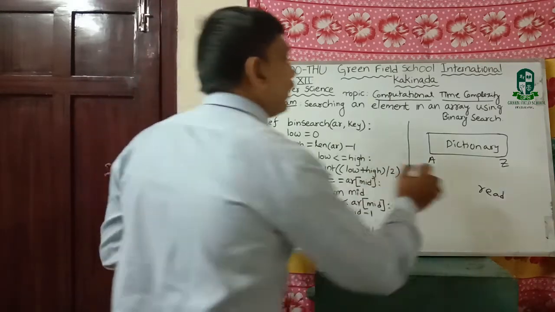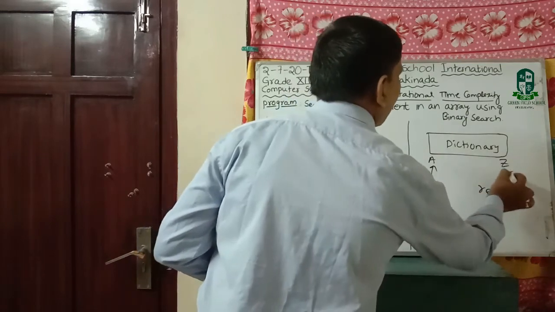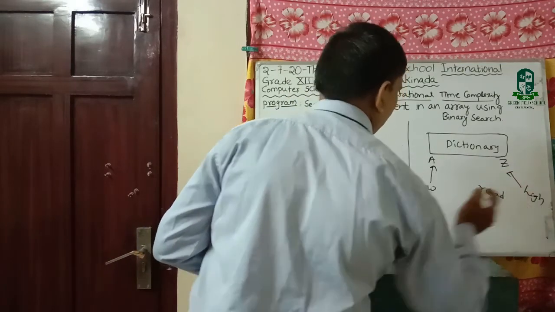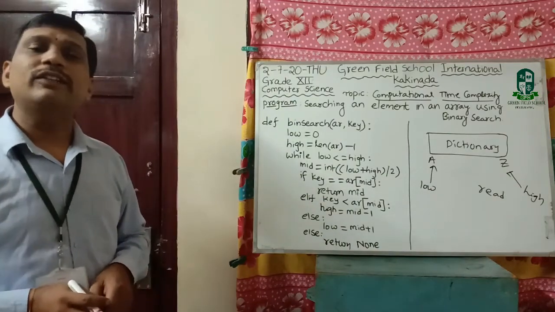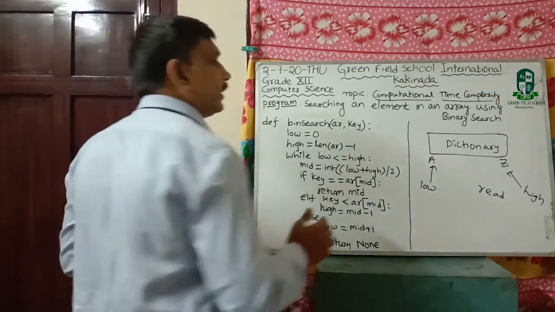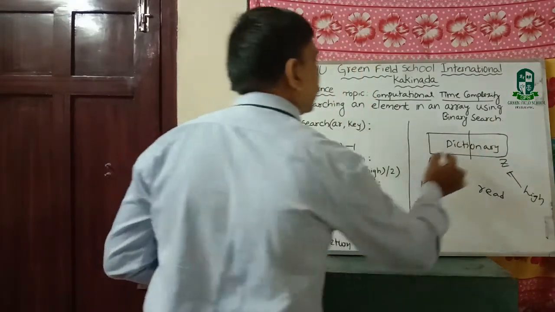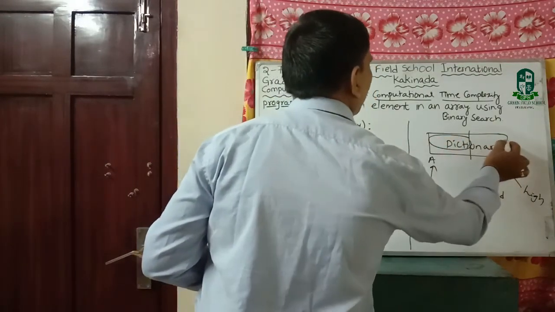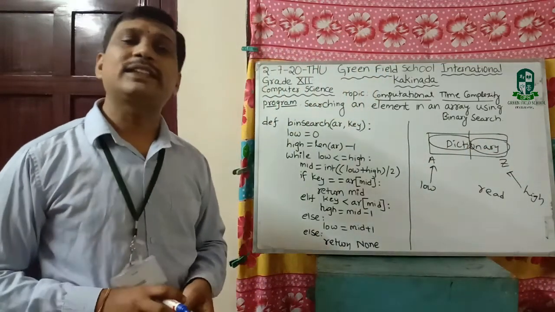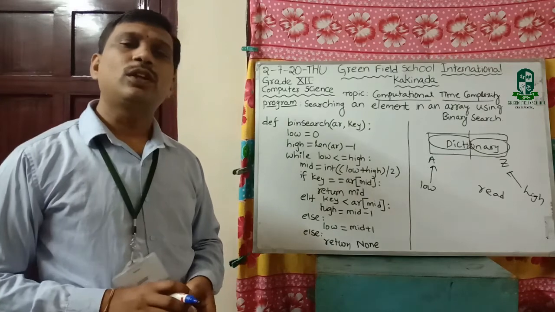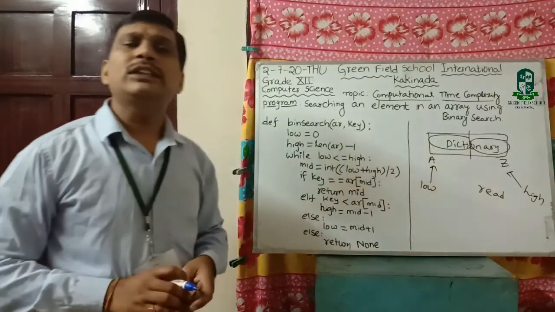First we divide the dictionary. Here this one is considered as the low boundary and this one as the high boundary. We set the two boundaries, first one low, second one high. Then we divide the entire big problem into two subproblems. This one is one subproblem, and this one is the other. So the entire problem in binary search divides into two subproblems.